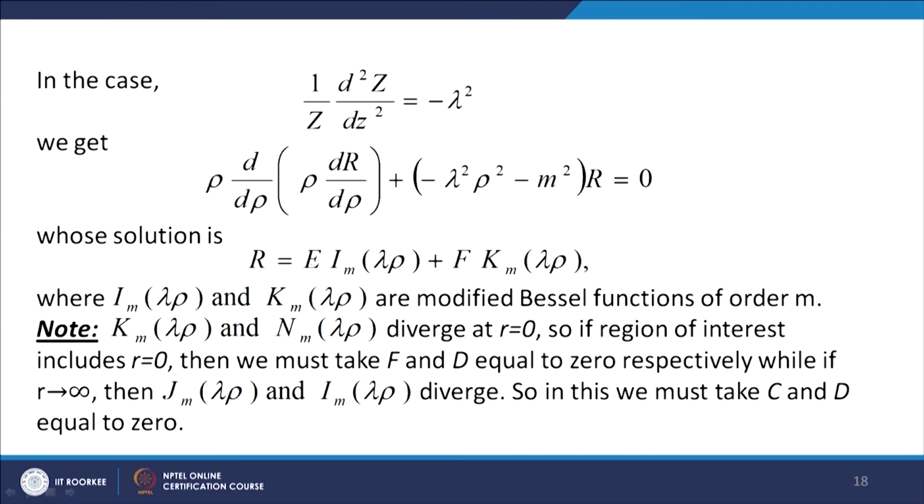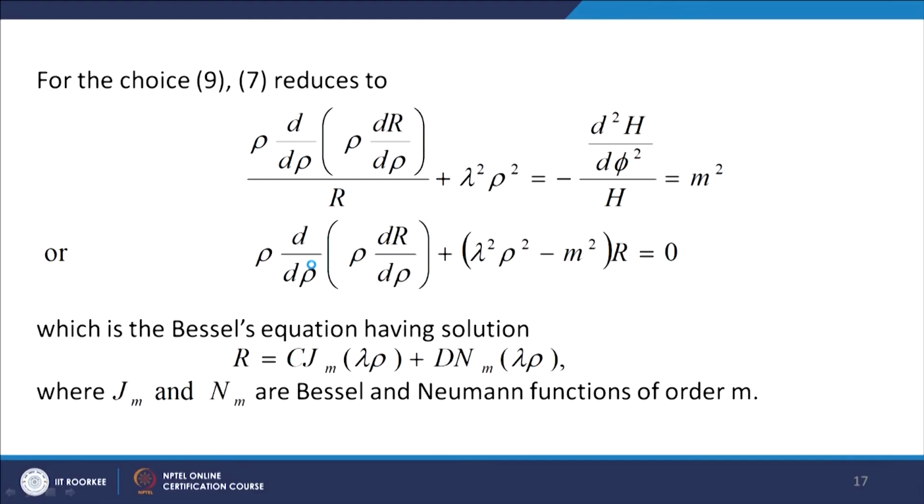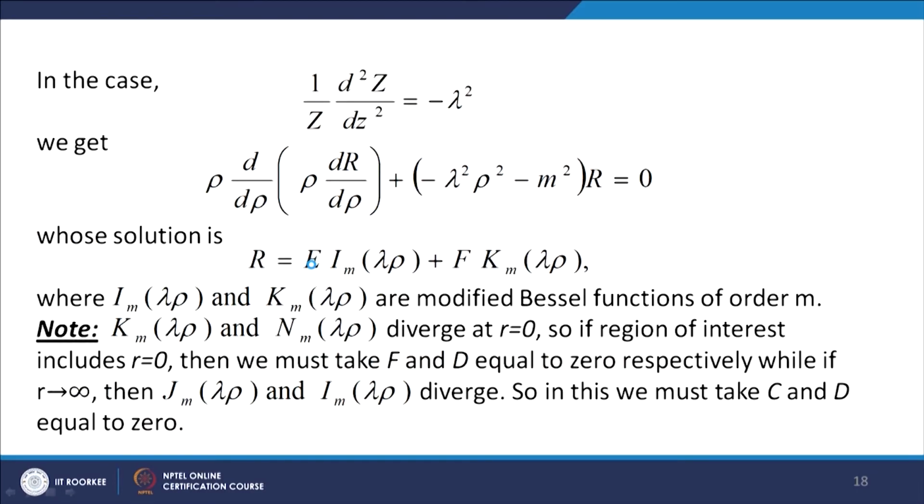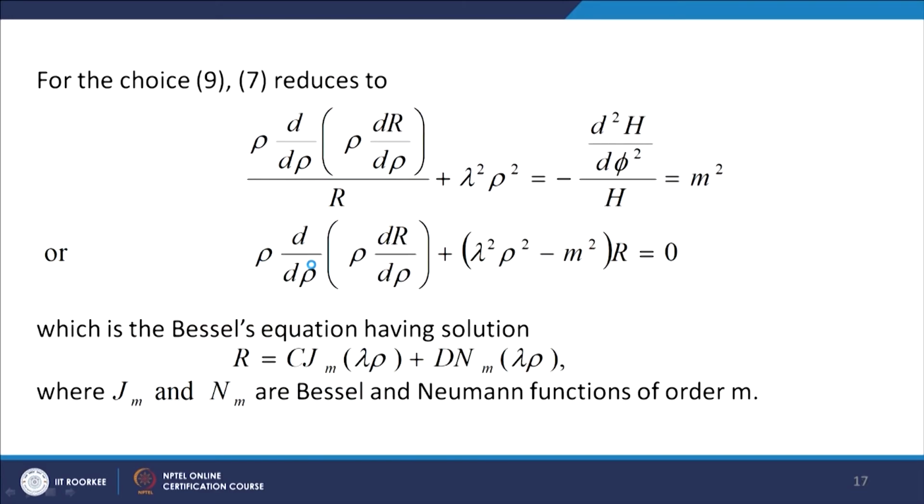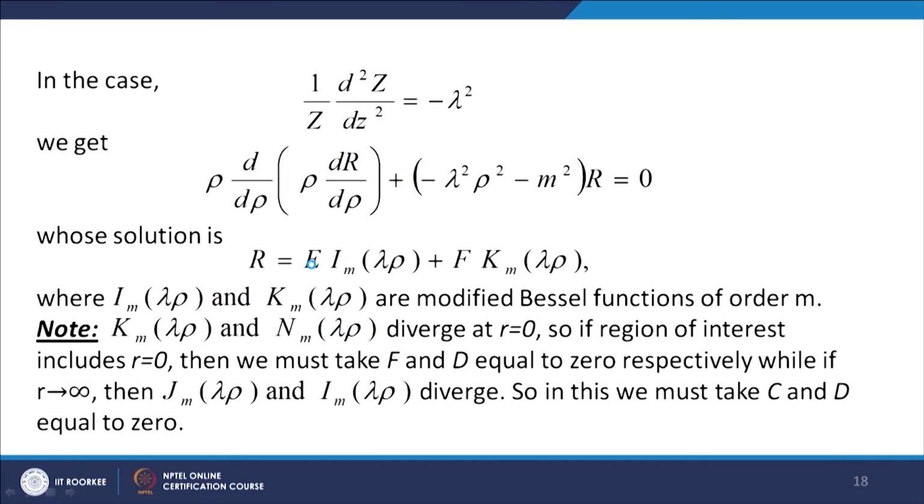So we have to see the problem and then decide whether the region includes rho equal to 0. If the region includes rho equal to 0, and if it is appropriate to choose minus lambda squared, you will have this solution, and in it you will take F equal to 0. If your problem has this other solution, you will take D equal to 0. And if your region includes the case of rho tending to infinity and your equation is this, you choose E equal to 0. If your equation is this, you choose C equal to 0. So this is how we do it.